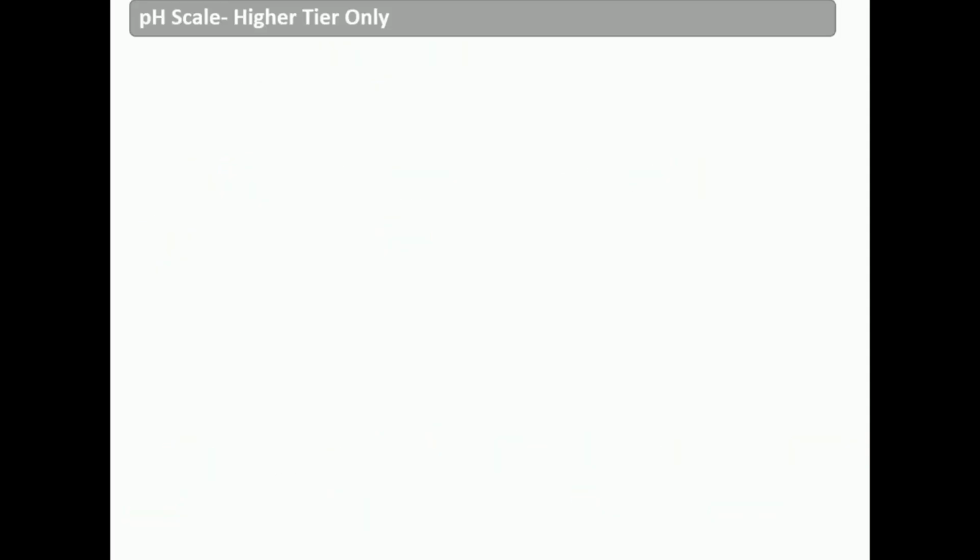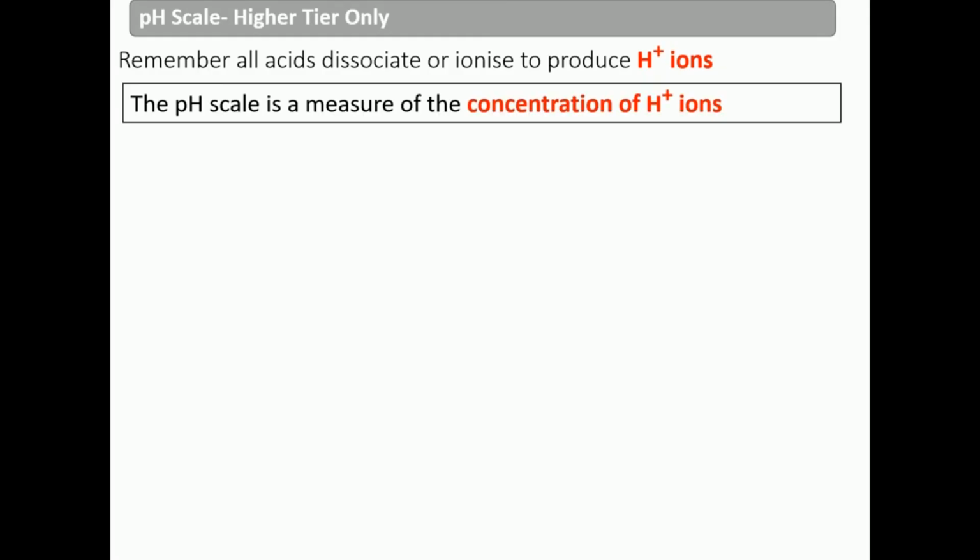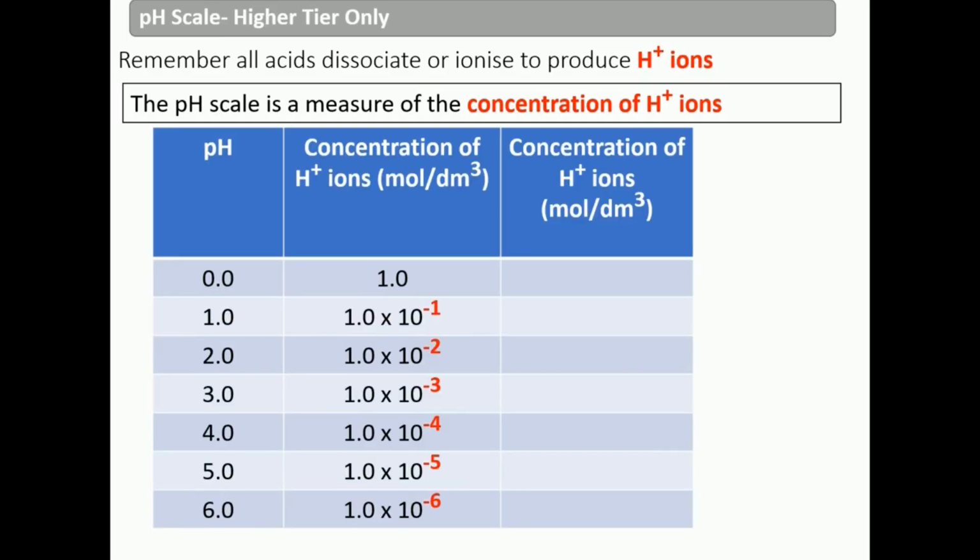If you're studying for the higher tier paper, you need to know what pH means in terms of hydrogen ion concentration. So remember, all acids dissociate or ionize to produce hydrogen ions. And the pH scale is a measure of the concentration of hydrogen ions in the solution. So if we look at this table first of all, we can see the pH going down the side from 0, a very strong acid, up to 6, a weak acid.